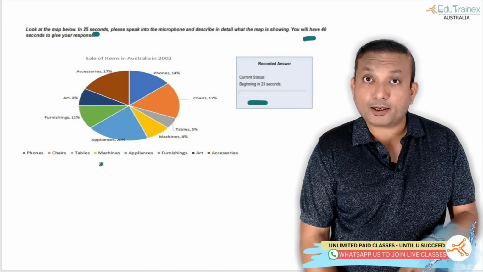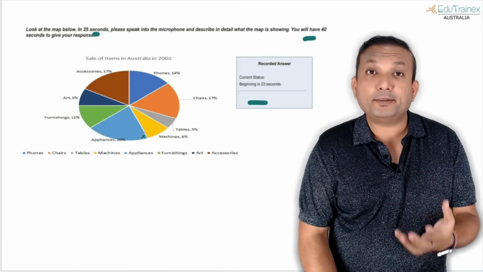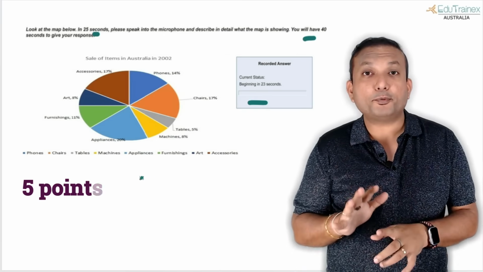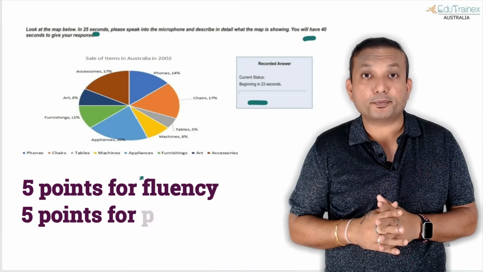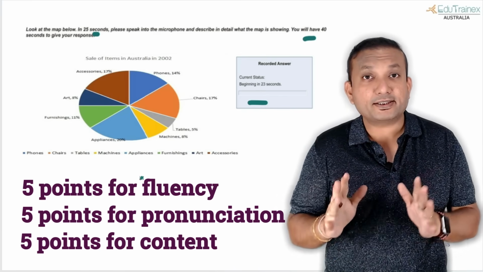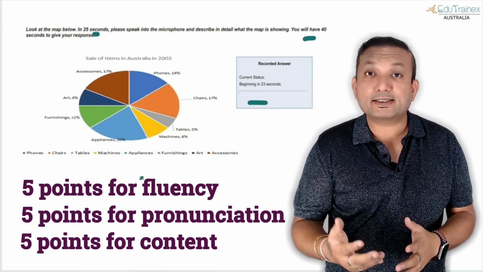So coming back to the layout of the question, this is how the question is given to you. 25 seconds. There may be some words in it. There may not be some words. In all, 5 points for fluency, 5 points for pronunciation, 5 points for content. That has not changed at all. The same criteria which Pearson specified a long time back is still the same.